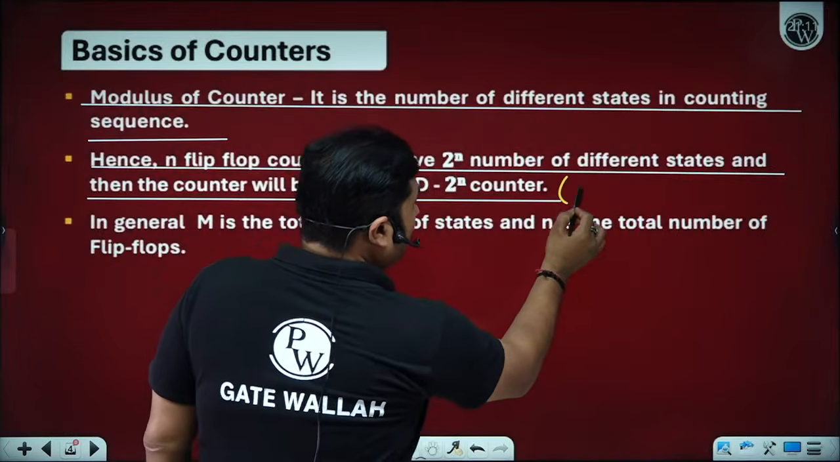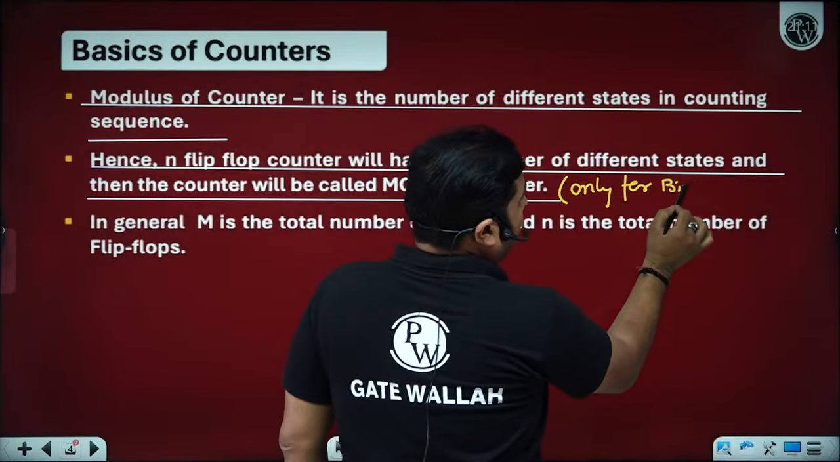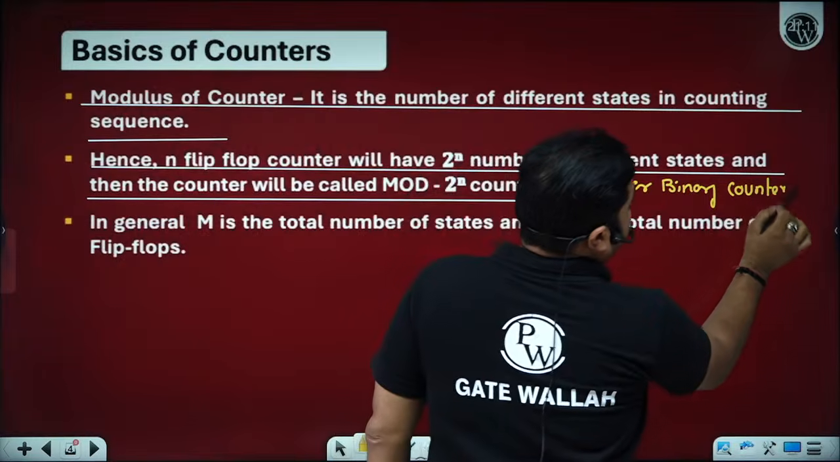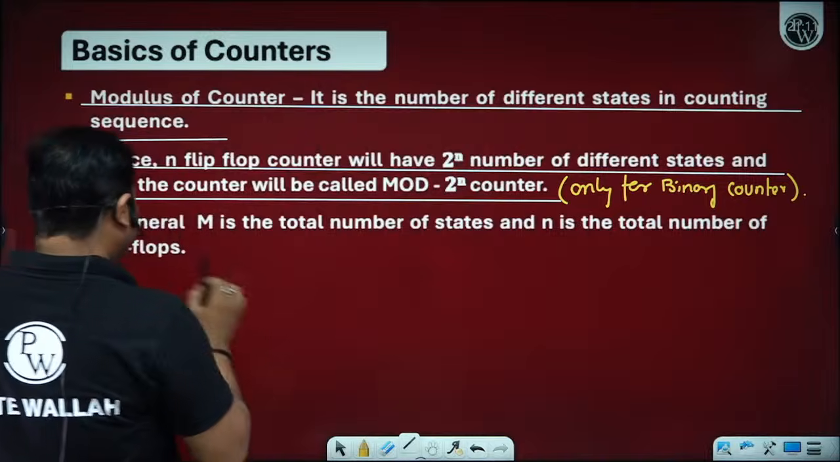But this line is only true for a binary counter. Is it okay? Yes, sir. Please write down in the comment section, beta.